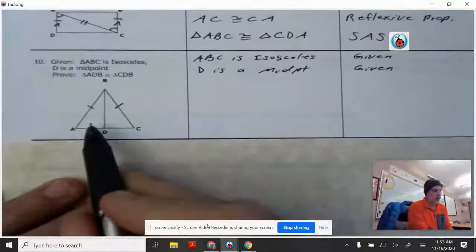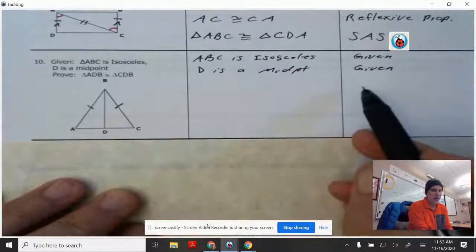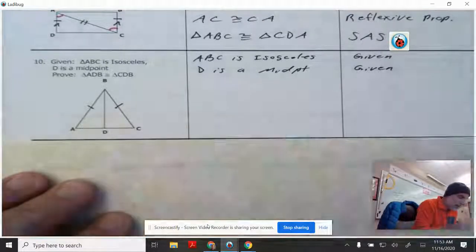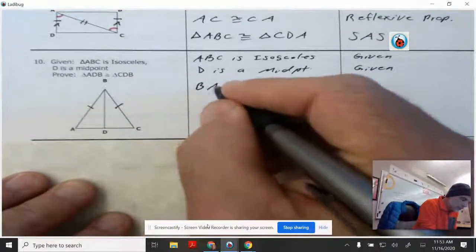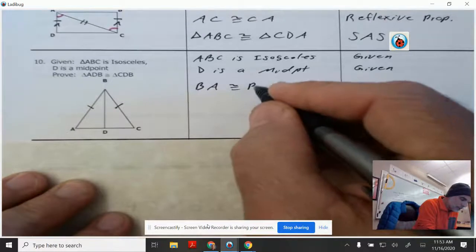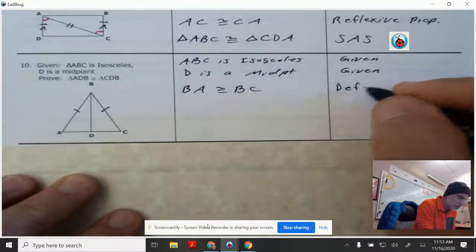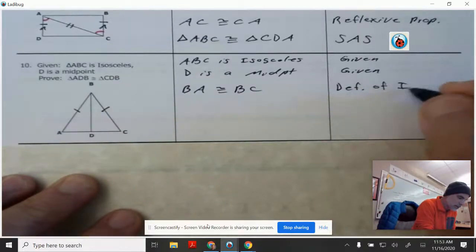Okay, and then if I mark that, and I haven't said anything about it over here besides isosceles, I need to say that BA is congruent to BC. And the reason I know this is because that is the definition of isosceles.